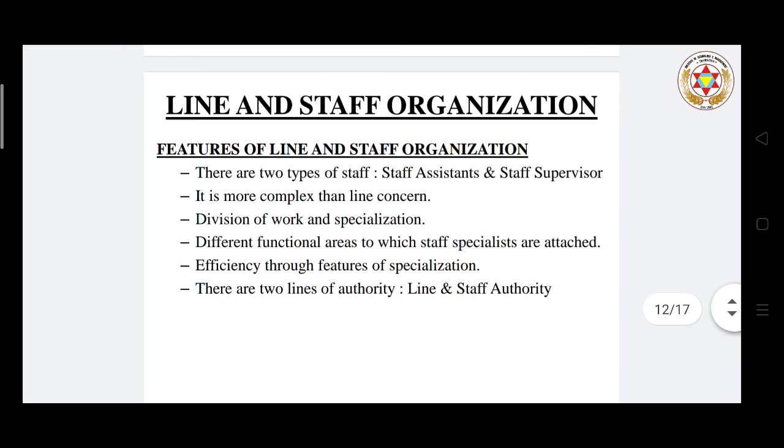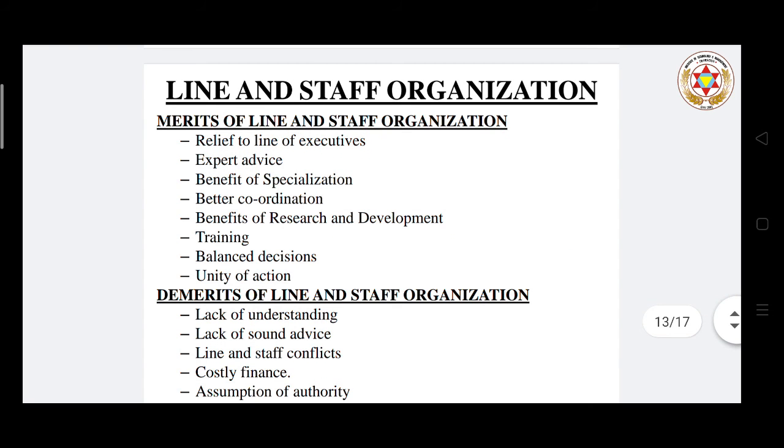So basically it is more complex than line, and there is division of work, specialization, then different functional areas are there, and specialists are attached for efficiency through features of specialization, and there are basically two types of authority, which says line and staff. Now it has its own merits and demerits. Before that, I would like to discuss there are types of staff. It could be personal staff, specialist staff, general staff.